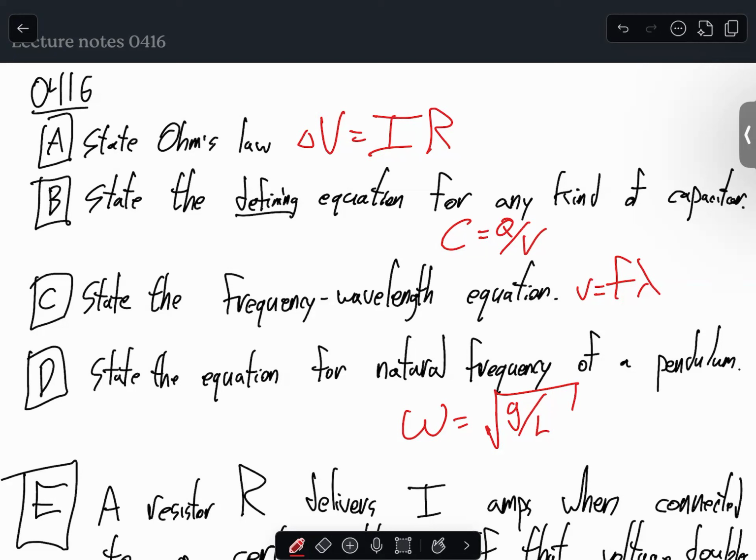Wave speed equals frequency times wavelength. And natural frequency of a pendulum is square root of gravitational field divided by pendulum length. Yeah, totally. I mean, it's hard to type lambda. I don't care that you could type the letter. And I would not test you on the name of the letter either.